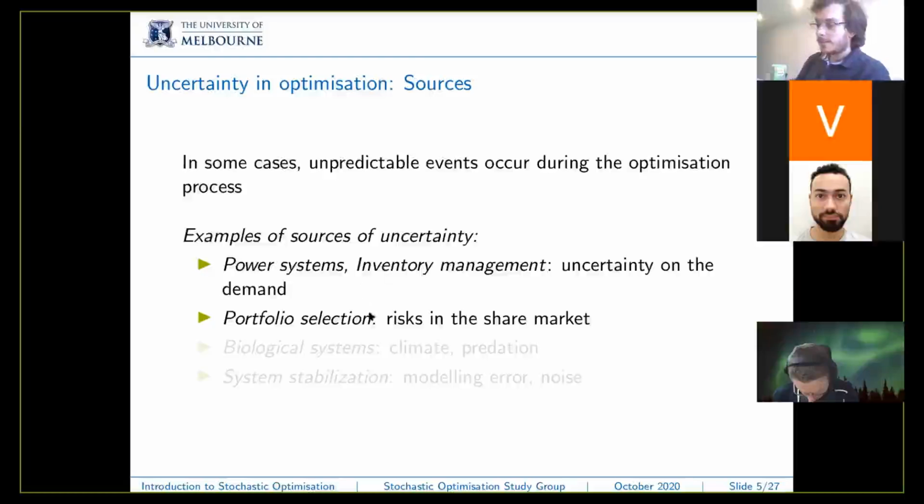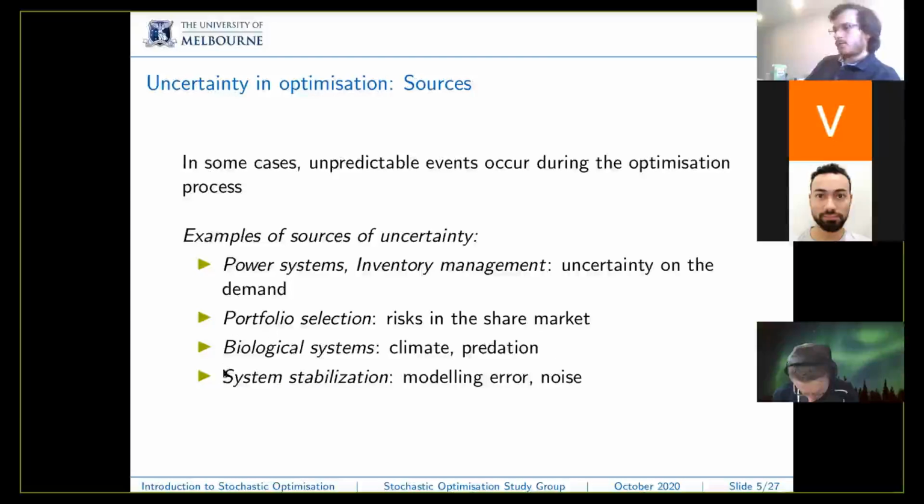If you work in finance, usually you have risk in the share markets. So typically you don't exactly know what is the time evolution of the share prices. If you work on biological systems, you might have the influence of the climate, of the predators, or any other environmental factors that are not clearly known. If you work in system stabilization, usually your system is not represented perfectly, so you have modeling errors. You have also usually noise on the measurements, which means uncertainty, and so on and so forth. So in many applications, you have to deal with some kind of uncertainty.